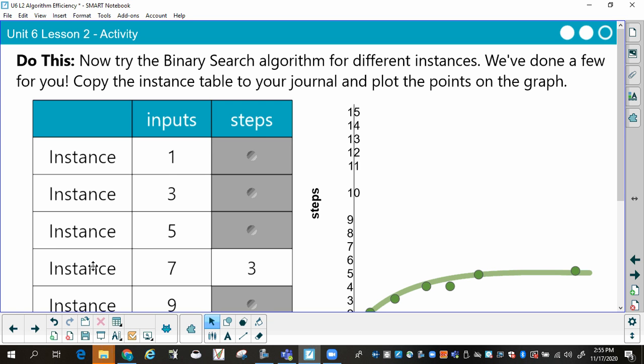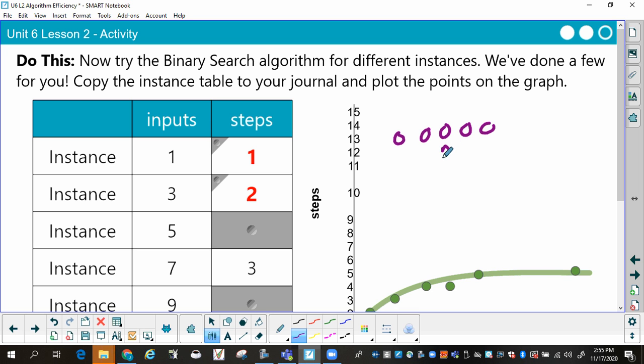If you have one item, well, it's only one. If you have 3, you're going to check the middle. If it's not the middle, you've got to check the left or right, so that would be 2. If you have 5 items, okay, oops, let me get myself a pen here. If you have 5 items, 1, 2, 3, 4, 5, you're going to check this one. If that's not it, now you're going to check the middle of these 2, which doesn't matter. You're going to check this one and this one. So you might have to check 3.